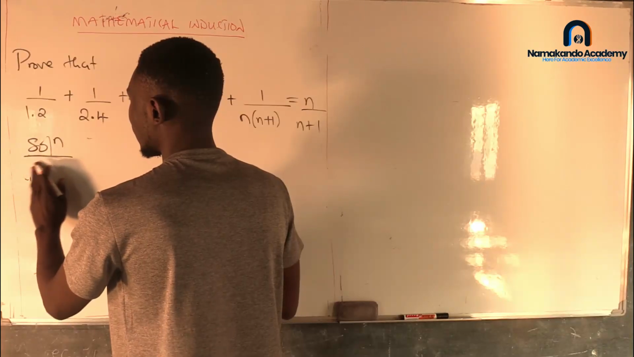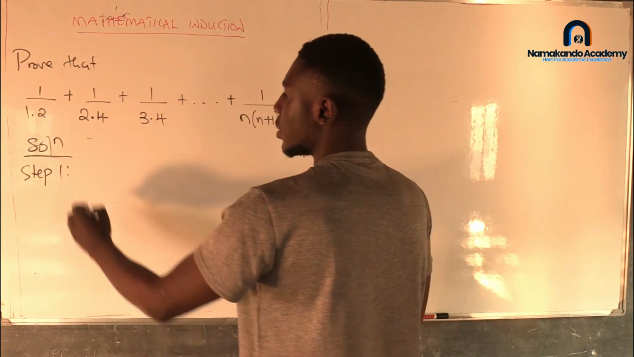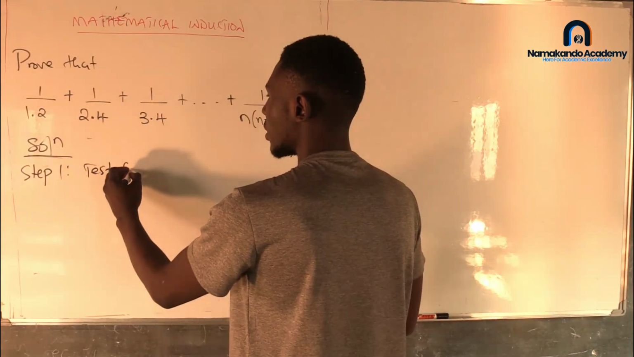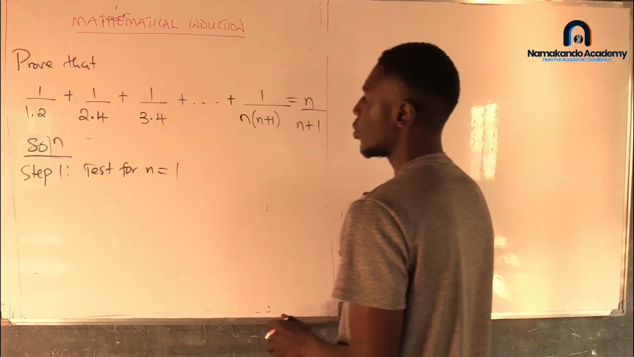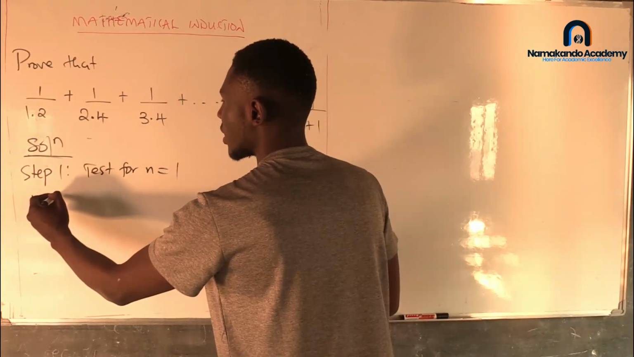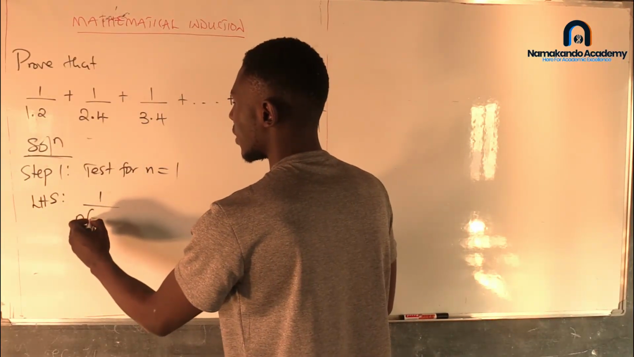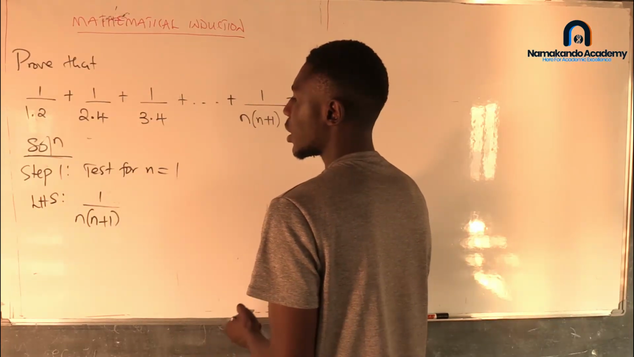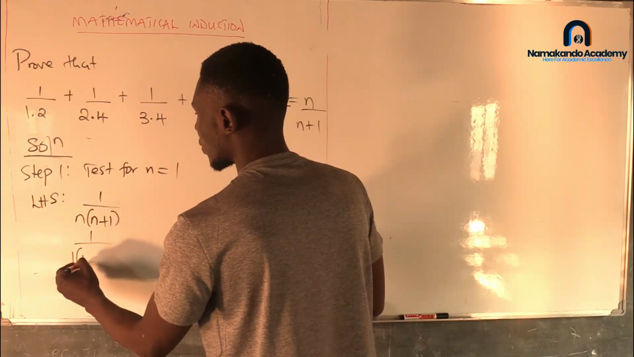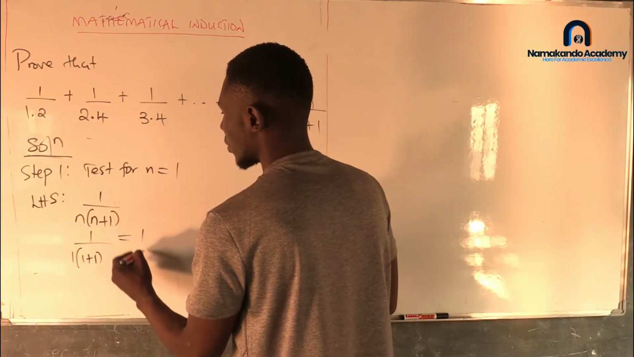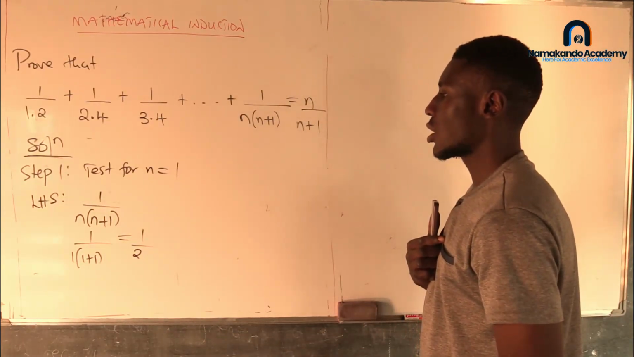So we have the first case, or rather the first step. Step 1, you test for n equals 1. Let's see if this will work. So we only consider the part which has n for the left hand side, and this is 1 over n times n plus 1. Upon substituting 1 for n, this gives us 1 over 1 times 1 plus 1, and this will give us 1 over 1 plus 1 is 2, times 1 gives us 2. So that's our left hand side.